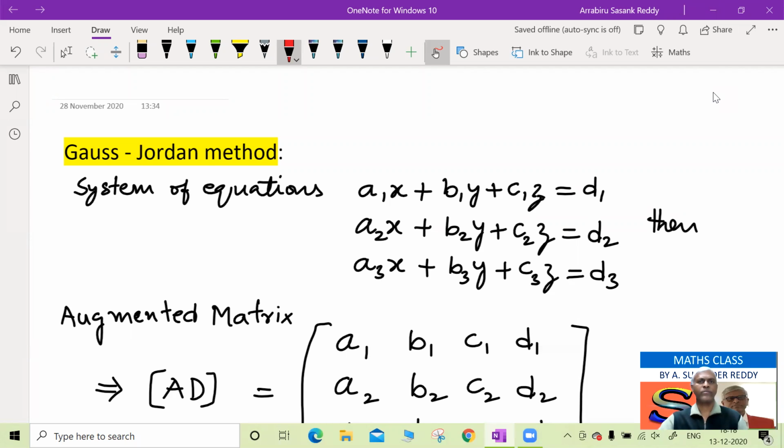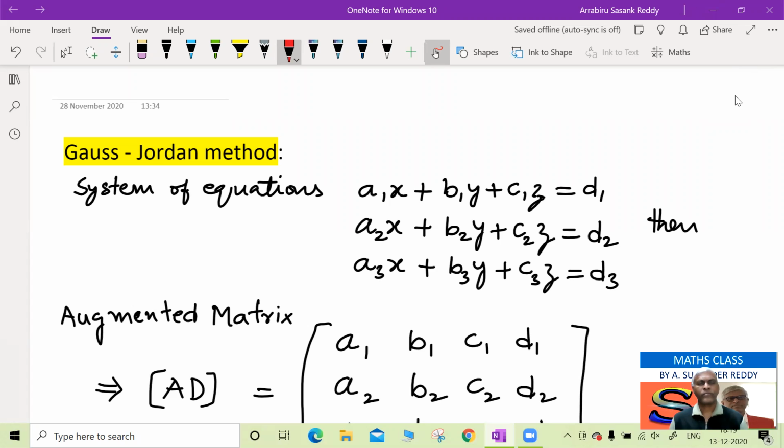So far we have learned two methods, Cramer's and matrix inversion. This is the third method. So in intermediate we have three methods. The third method, Gauss-Jordan method, is also very, very important. You should be perfect in all these three methods.